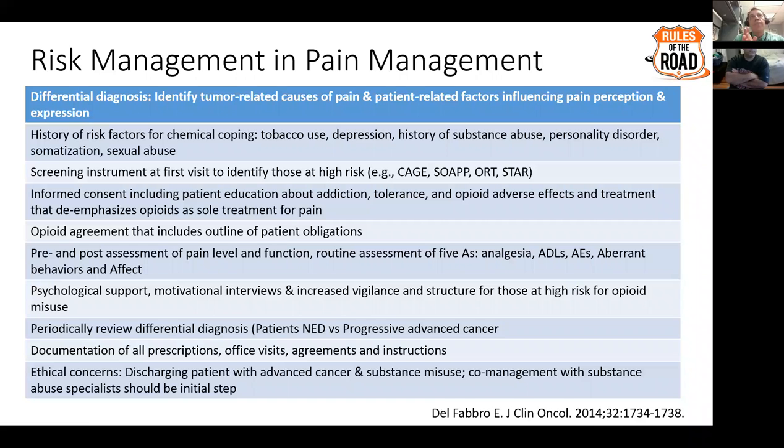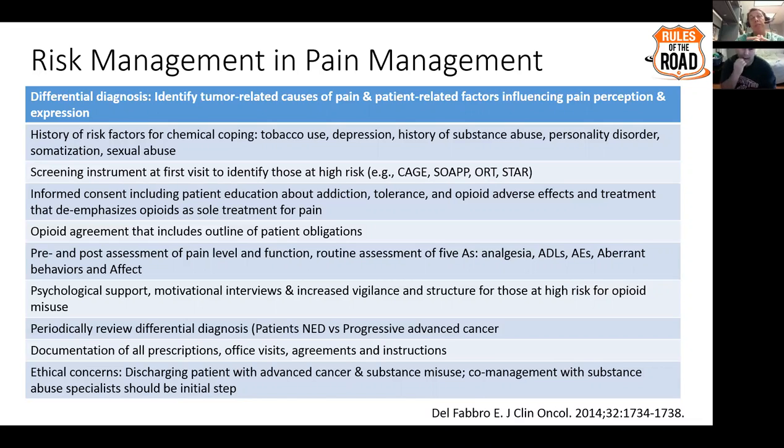So risk management in pain management has followed this universal policy, universal precautions, that was first put forth by Gourlay and Heit back in the late 90s. Del Fabro from MCV has taken that and modified it as it relates specifically to cancer pain management. It starts out by asking what the differential diagnosis is, understanding the tumor-related causes of the pain and the patient-related factors influencing pain and the expression of that pain.